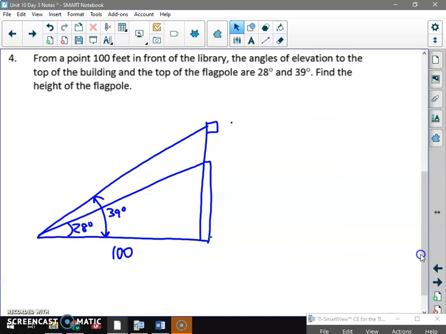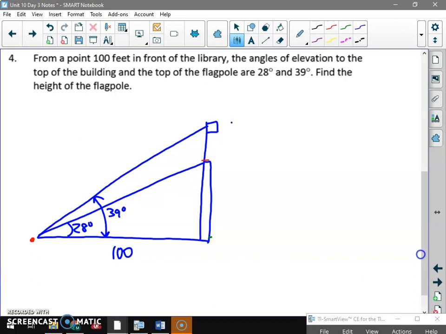From a point 100 feet from the base of a library, the angle of elevation to the top of the building and the top of the flagpole on the building are 28 degrees and 39 degrees respectively. Find the height of just the flagpole. So here's what I got. Here's me. I look up 28 degrees, I get to the top of the building. I look up 39 degrees, I get to the top of the flagpole. And I'm 100 feet away.